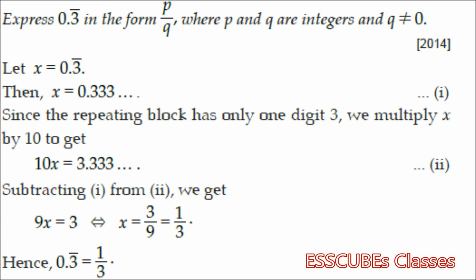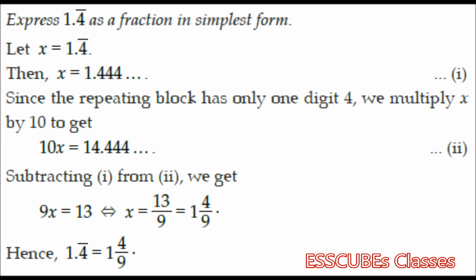And let us subtract 1 from 2. What do we get? We get 9x is equal to 3. So x is nothing but 3 by 9, or we can call it 1 by 3. That means 0.3 bar is nothing but 1 by 3 if I need to represent it in p by q form. Similarly, if I have 1.4 bar, 4 bar means 4 is getting repeated.